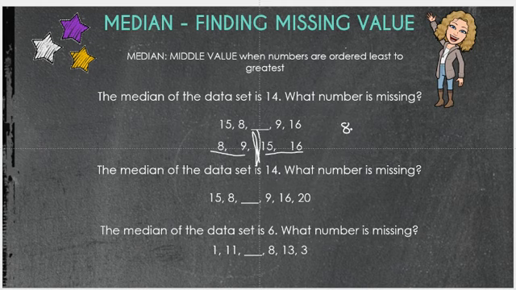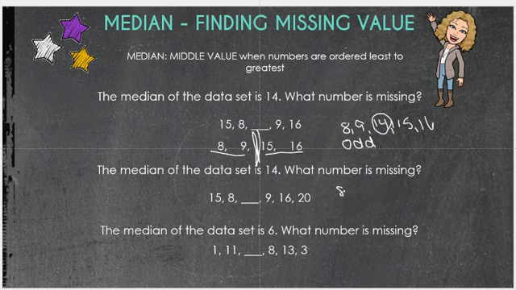So my final data set, if we wanted to write it out, would be 8, 9, 14, 15, 16, and the median is right here in the middle. So that one's pretty easy because there is an odd number of numbers here. Since it's an odd number of numbers, we're going to have one middle number. Now, what happens if we go to a data set very similar to that, but now we've got another number?